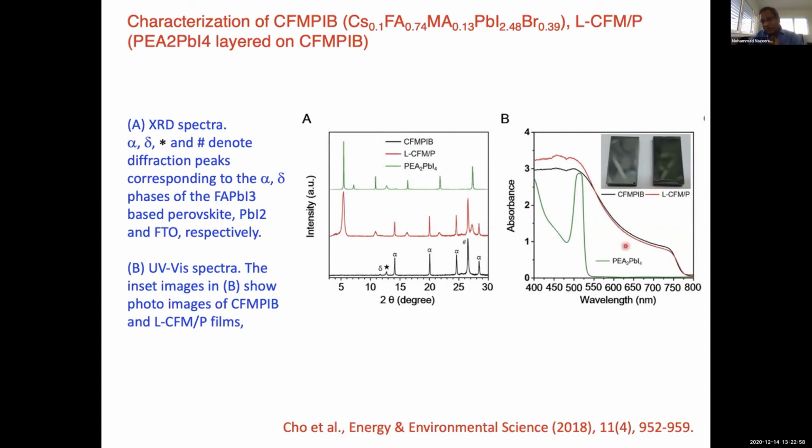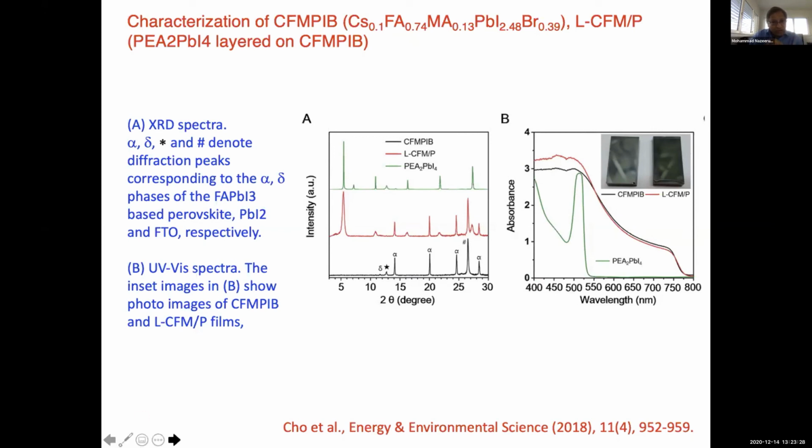If you look at the UV-visible spectra, the two-dimensional perovskite, as I mentioned before, has a very small absorption in the visible spectrum, and the black line is the total three-dimensional perovskite, and then the red curve shows the absorption spectral properties of two-dimensional perovskite deposited on top of three-dimensional perovskite. On the top, we have a two-dimensional perovskite.